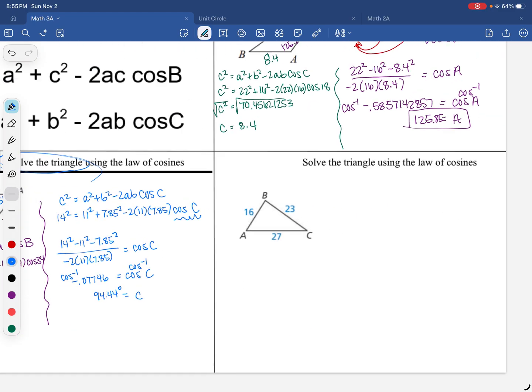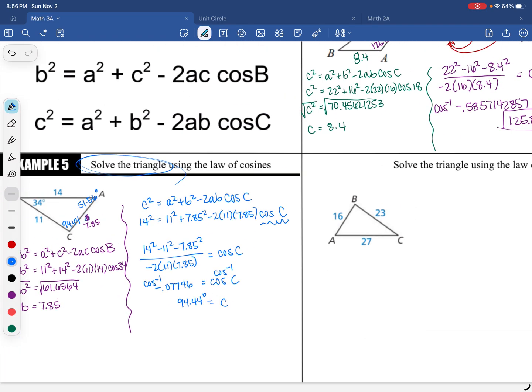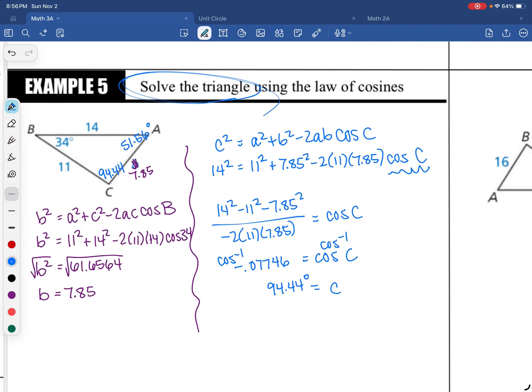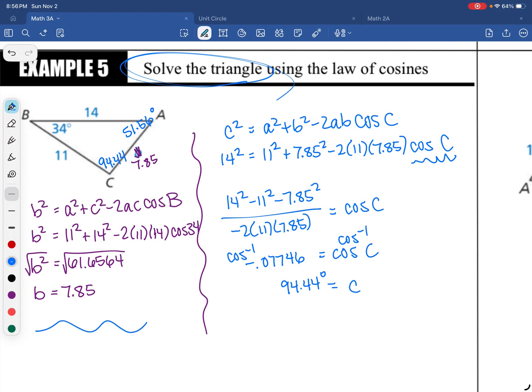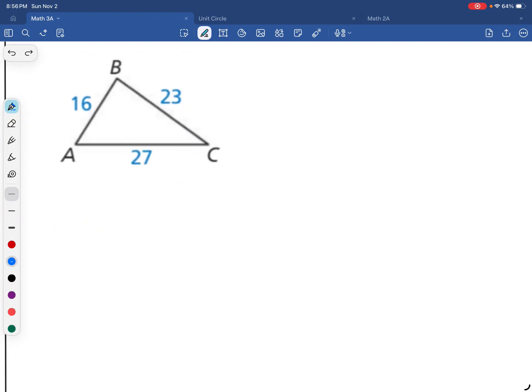Okay, one last one for good measure. This one is kind of unique because we're starting off not knowing any of the angles. So the other ones that we've done so far, we basically had to find a side and then use it to find an angle. But now we need to find an angle right off at the beginning and then find another angle. So we're actually going to need to do 2 of those angle processes.